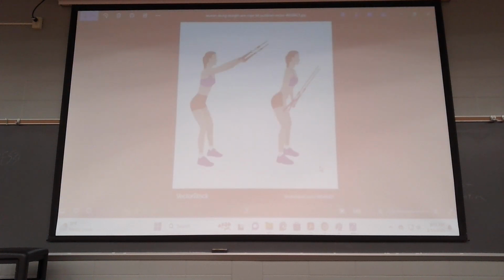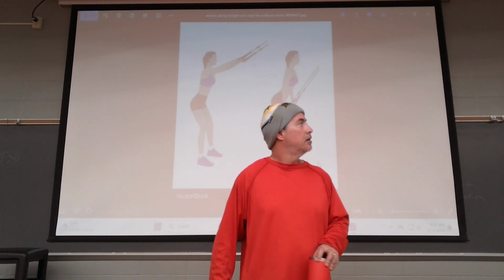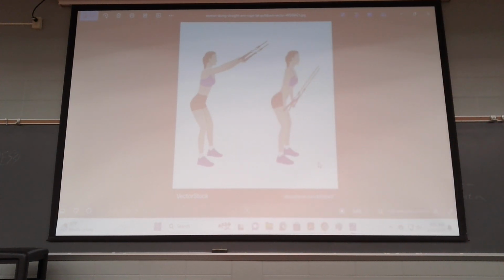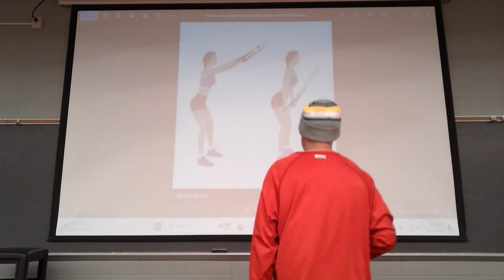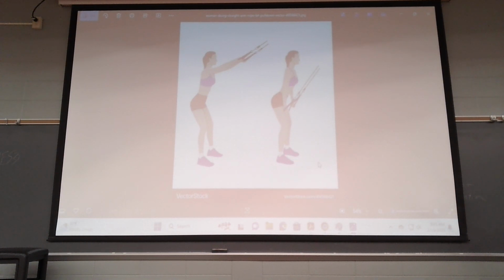All right, what about this one? Here we have some context and before and after. So let's go left to right. Left to right, bilateral shoulder extension. Good. So right to left, bilateral shoulder flexion. Cool.